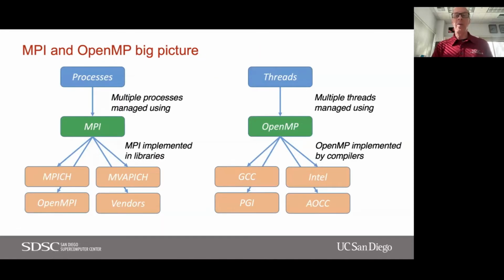So let me just go over one more slide, and then we'll pause and see if there are any questions. So MPI and OpenMP, the big picture. On the left, we have processes. Again, multiple instances of a program that are communicating with each other. These multiple processes are managed using MPI, and MPI is implemented in libraries, such as MPICH, MVAPICH, OpenMPI, and vendor implementations. And on the right, we have threads, and multiple threads are managed using OpenMP, and OpenMP is implemented by the compilers, including GCC, PGI, Intel, and AOCC.